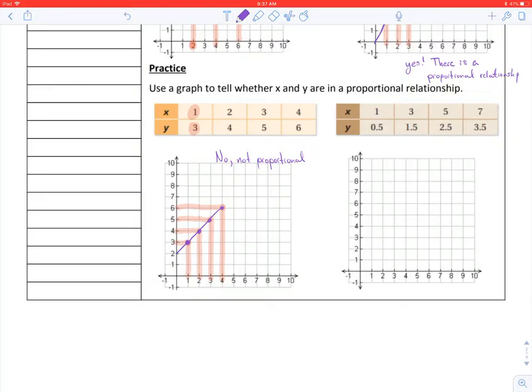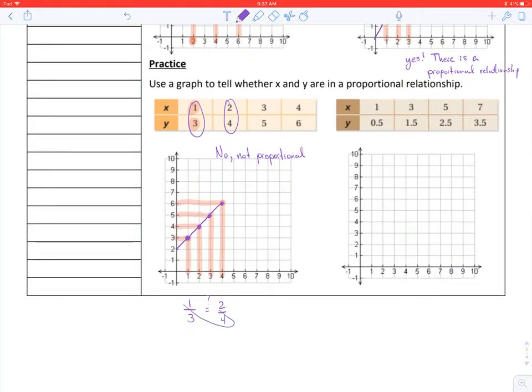And we can also check the values in the ratio table. So for example, if I wanted to compare 1/3 and 2/4 and check if they are equal to each other, I could take their cross products. 1 times 4 is going to be 4. And is that equal to 3 times 2? Which, no, it's not. So that's another way that we can confirm that this is not a proportional relationship.